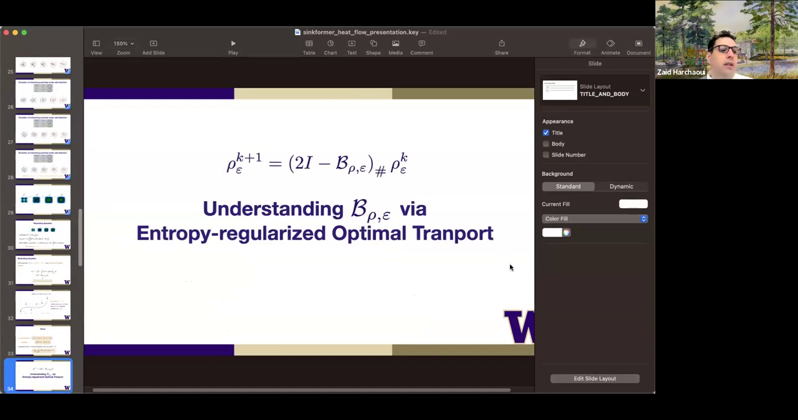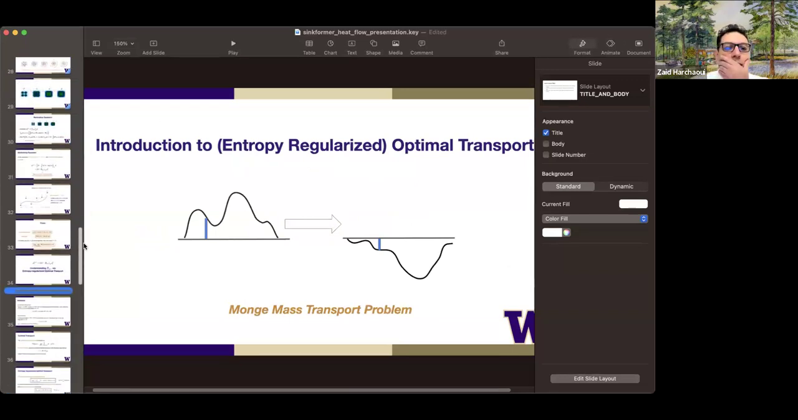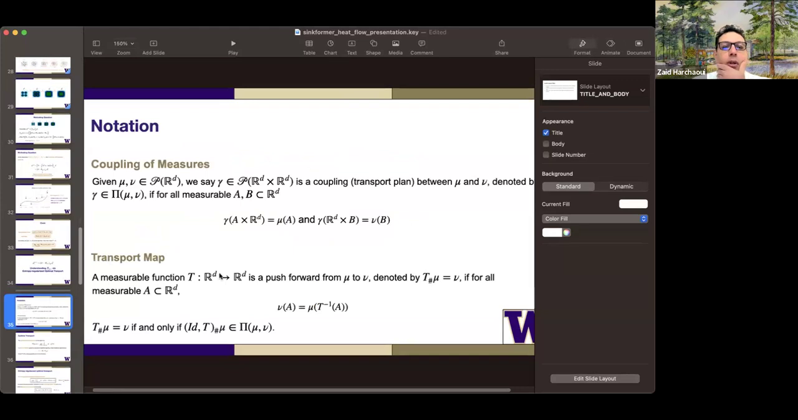Okay, so I'll do a short intermezzo on entropy regularized optimal transport, to, on the one hand, lay the groundwork for our results, but also to popularize this tool for the analysis of this kind of process. Okay, so in optimal transport, what we do is we have two measures, and we're trying to learn a map that maps one measure to the other.